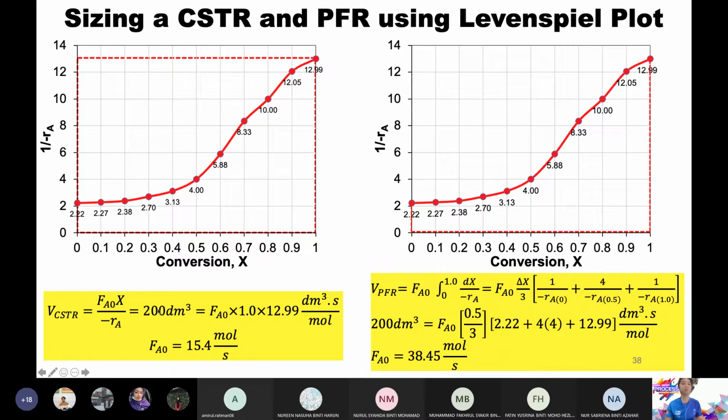So the volume 200, left hand side settle, right hand side FA0 we want to find, so we let it be, multiply with X, so dikatakan nak achieve complete conversion, so X is 1. So jangan lupa complete conversion 100%, tapi dalam pengiraan tukar jadi 1 fraction. Okay, multiply with, when my X is 1, my 1 per minus RA is 12.99.